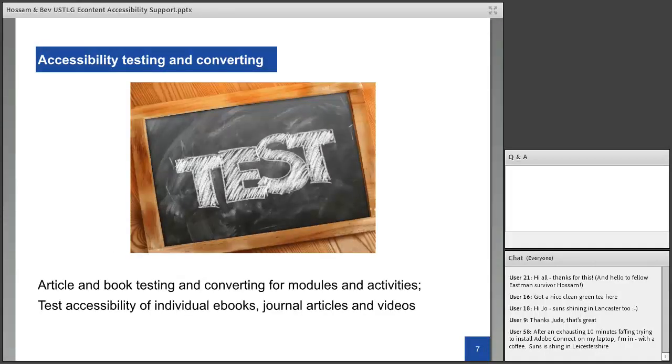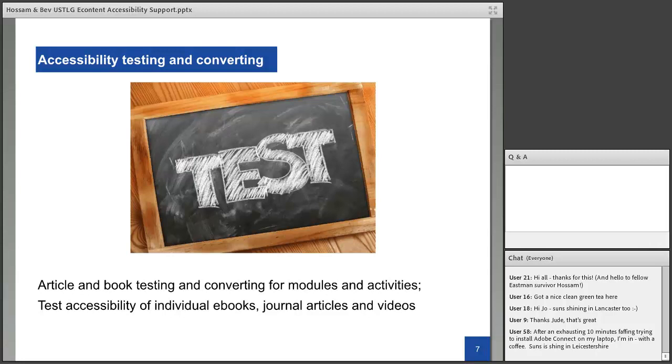One more thing we do with accessibility testing. Sometimes the academic liaison librarians or the module teams will be embedding some of our articles or ebooks into the content of the module. One thing we need to do is check that this particular resource, like this journal article or this ebook, is in itself accessible. So we have a service where our library assistants will check if the contents are accessible. If it's accessible, there is nothing that needs to be done.